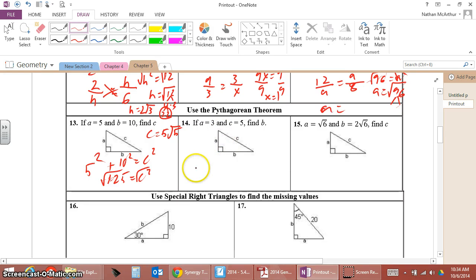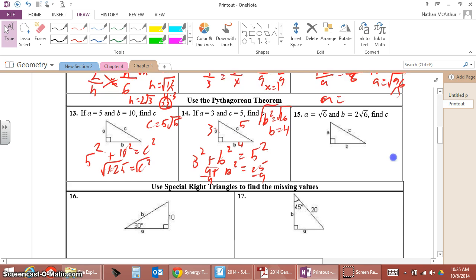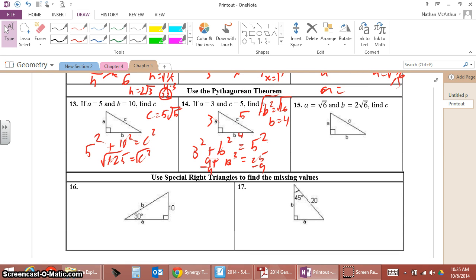Moving on. A equals 3, so I have 3 squared plus b squared is equal to 5 squared. Gives me 25 equals b squared plus 9. Subtract 9, subtract 9. B squared equals 16. Square root both sides. B equals 4. Now, if I had noticed, I could have used a Pythagorean triple. I had a 3 for the shortest and a 5 for the longest. That's a 3, 4, 5 triangle. All right, it's pretty easy.